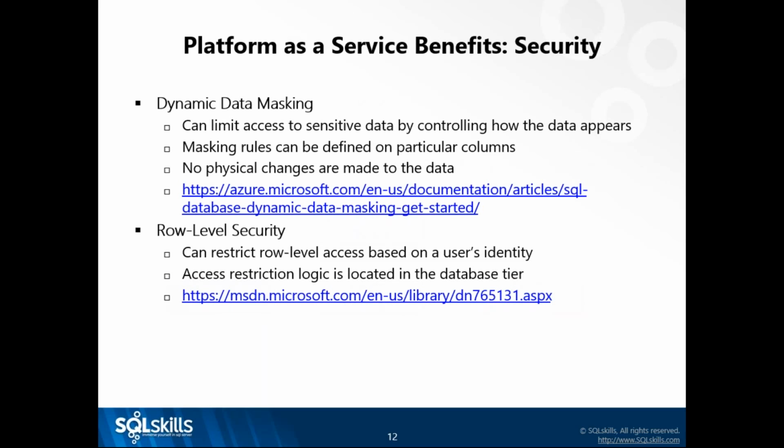We have dynamic data masking. So dynamic data masking, if you've been playing with SQL Server 2016 or above, this is when it was introduced on premises. It's been available in Azure SQL Database for years. But this allows you to limit sensitive data by controlling how that data appears. So if you don't want to display the full account number, you can display the last four digits. If you don't want to display the full email address, you can specify all X's. You can specify the first letter and the .com. There's built-in masking rules, and then you can specify your own. And with this, there's no physical change to the data in the database engine. It's a masking rule that's applied. When you create this masking rule, it applies to all users except for those that you exclude.